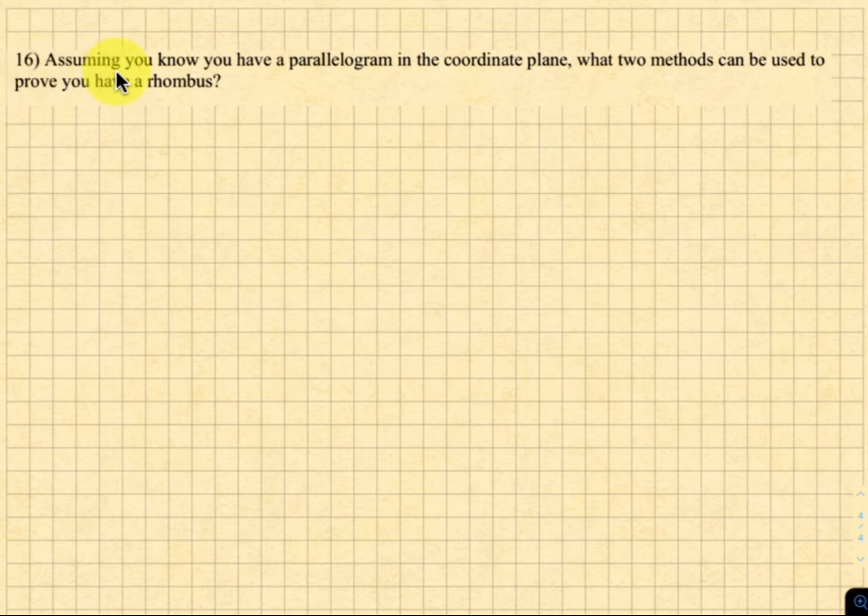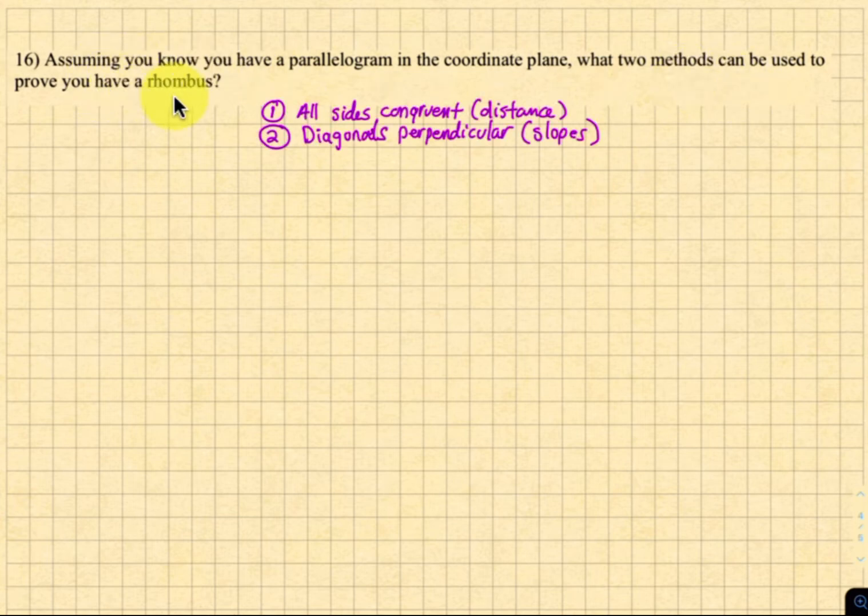Number 16, assuming you know that you have a parallelogram in the coordinate plane, what 2 methods can be used to prove you have a rhombus? Well, a rhombus is all 4 sides are congruent, so you'd have to show that. That's number 1. You do that by the distance formula. Or number 2, the diagonals of a rhombus are perpendicular, so you can show that using slopes.